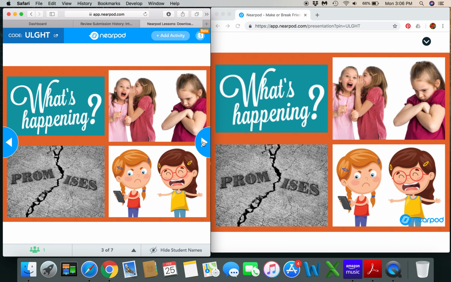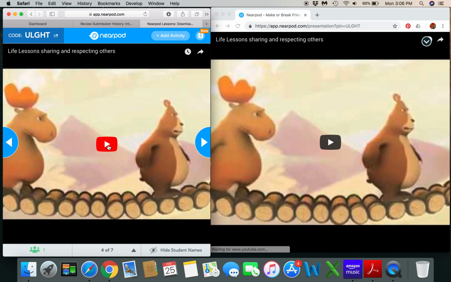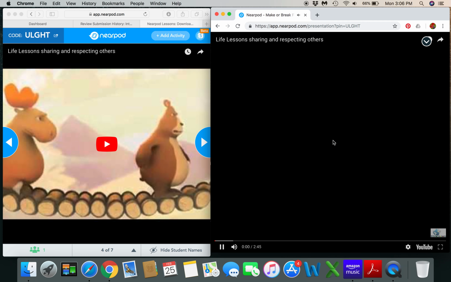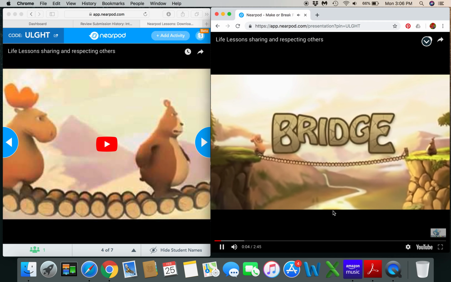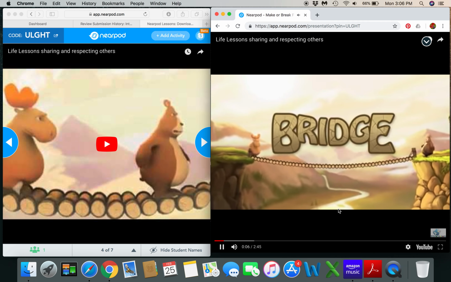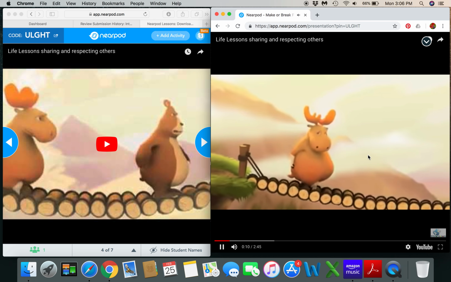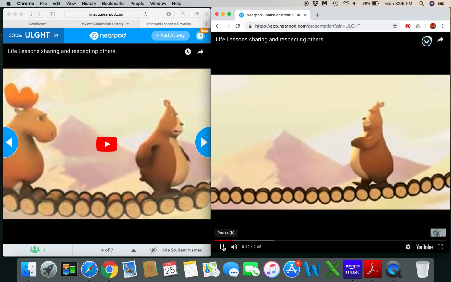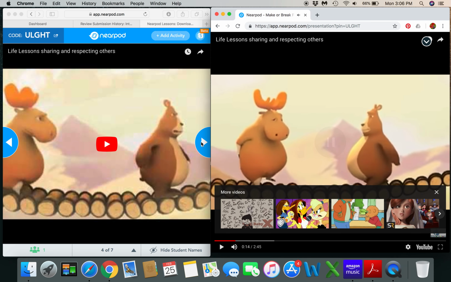Once discussion had finished, the teacher could click again, and this slide contains a video. So we would want to play it on all devices. So if we are the student, we could click play. And this is just a short clip about a couple animals who make different choices about respecting each other and sharing the bridge. We won't play the whole thing. It is very cute, though.